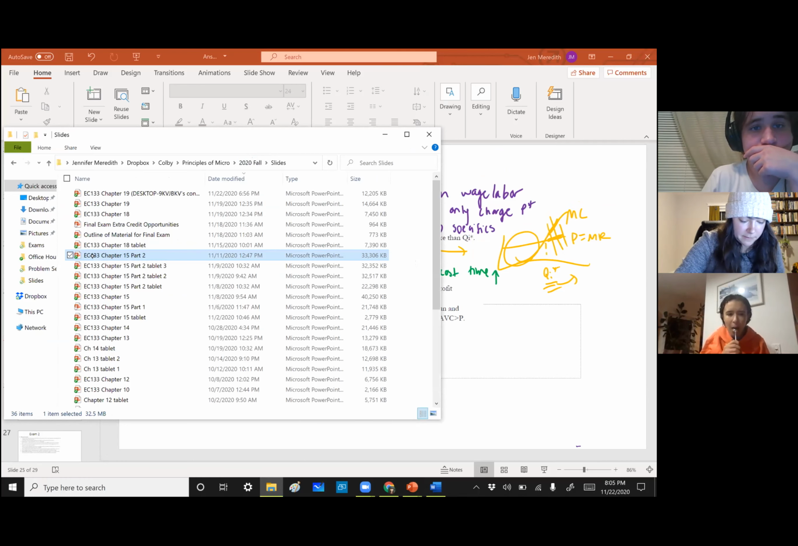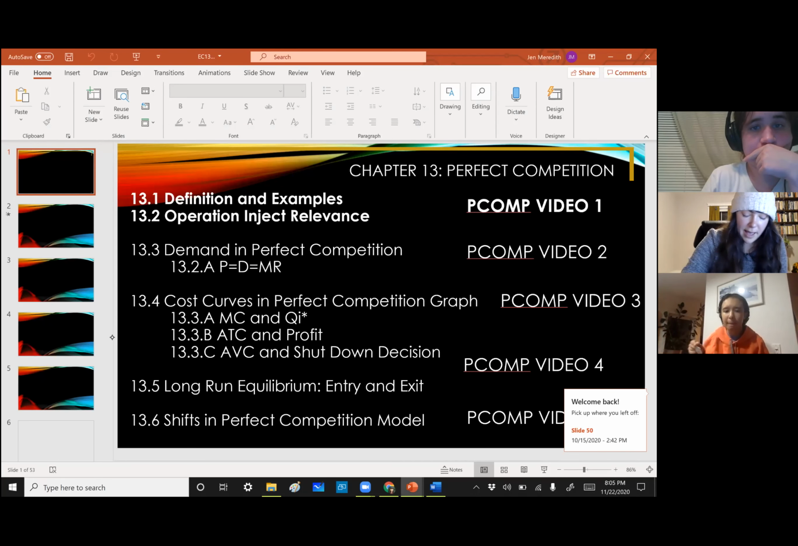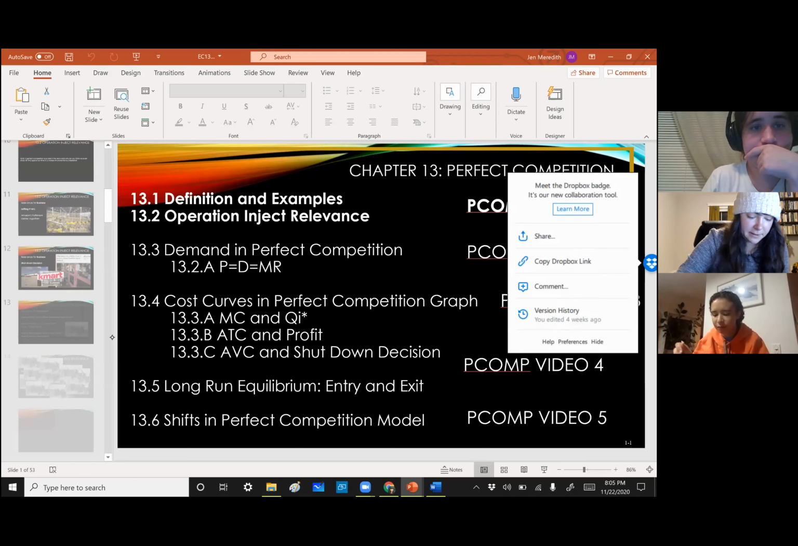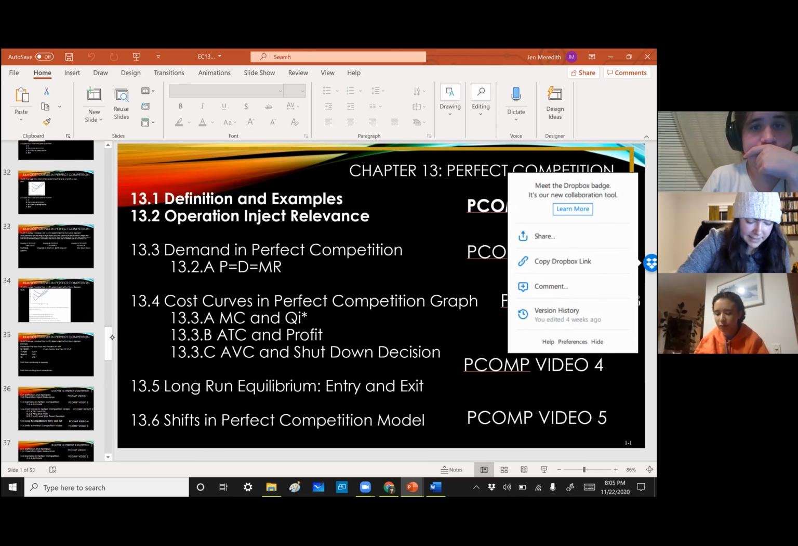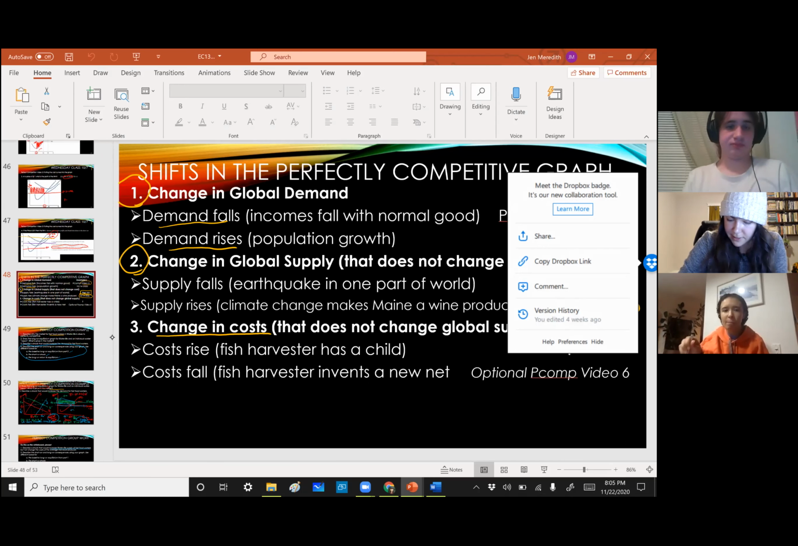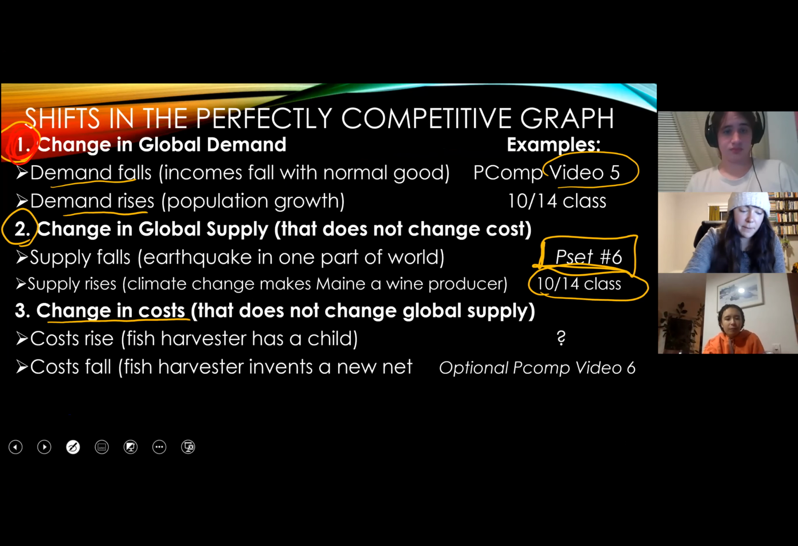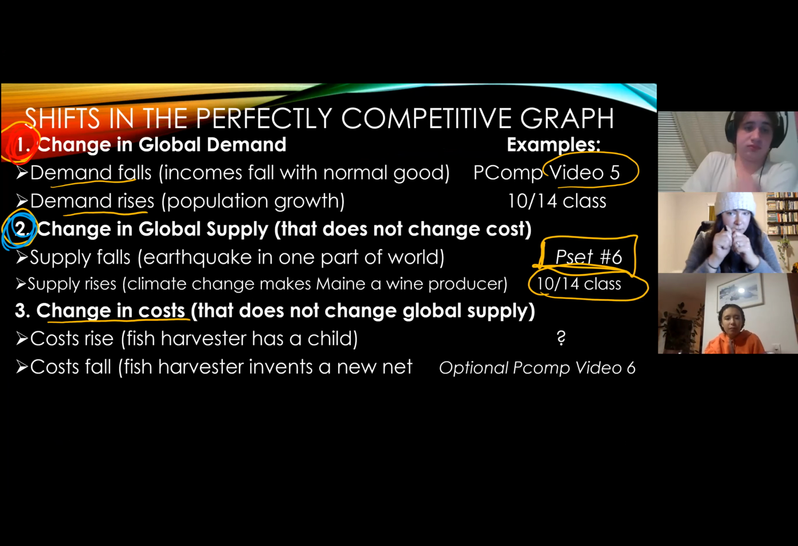So when we did perfect competition in chapter 13, I talked you through how in the shifts graph in class, we talked about how there are 6 potential shifts. And I showed you where to find them, right? The first category of shifts are things that can change the demand curve, demand going up or down. The second category is things that change supply, but not changing costs, because we only want to shift one thing at a time to keep our lives simple.